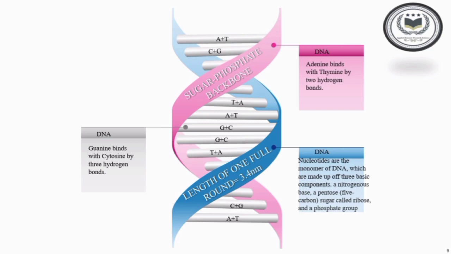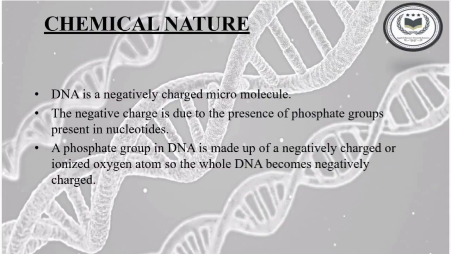Next is the gray part. The gray part shows the G and C pairing, that is, guanine and cytosine binding. The length of one full round is shown to be 3.4 nanometers. Till now we have completed the definition, structure and composition. The next part to be covered is the chemical nature.